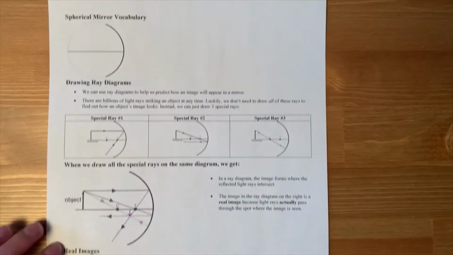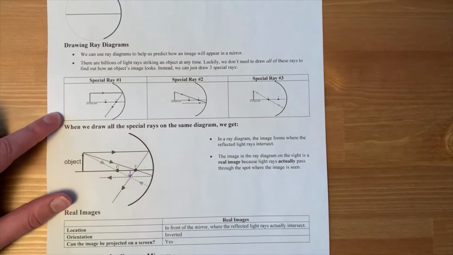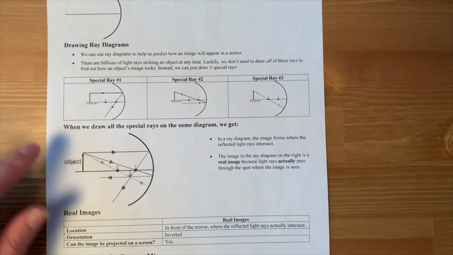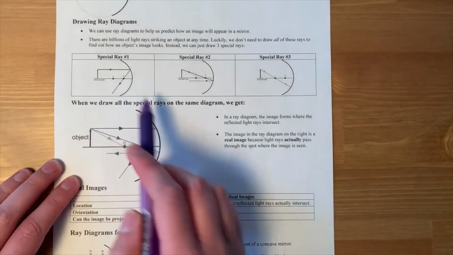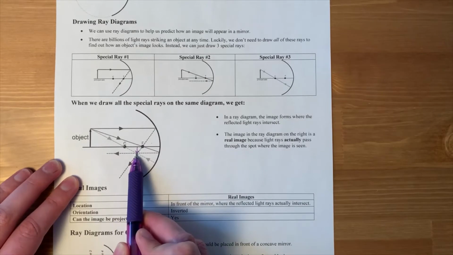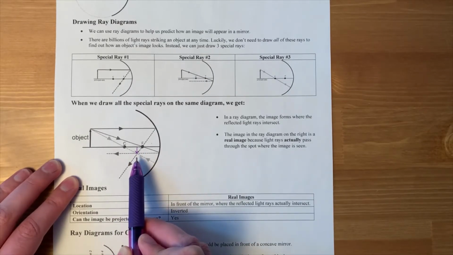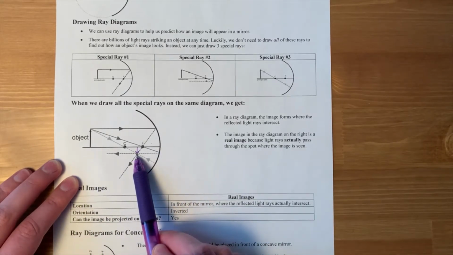All right, so we're gonna skip this part here that says drawing ray diagrams because you know that already from watching the ray diagram video, but we're gonna have a look at this diagram here. So here we've got a ray diagram. I've drawn in the image there. So remember, the image is drawn at the point where the reflected rays, which are drawn as dotted lines, all cross. And I want to talk about why this is a real image.